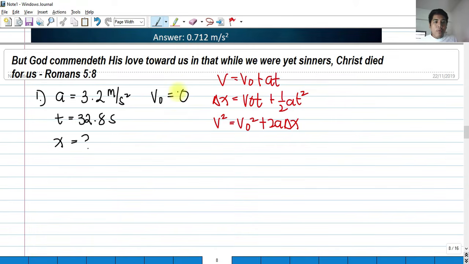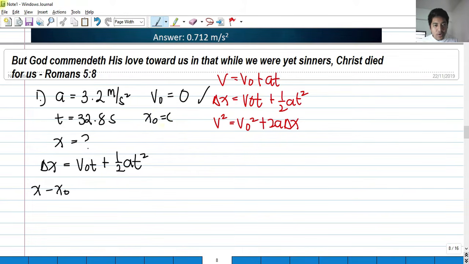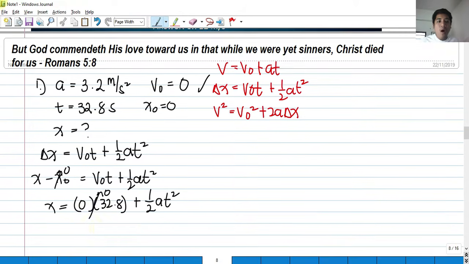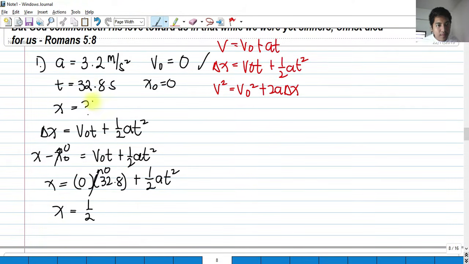We are asked to find x. We have the acceleration available and time is also given, so it's best to use the second equation. Delta x is equal to v naught t plus 1/2 a t squared. Delta x is x minus x naught, and if we take a reference point where the initial position at time 0 is also 0, then x naught is equal to 0. So we are left with x equals v naught t plus 1/2 a t squared. Now we can solve the value of x, the distance traveled. The v naught is 0 times 32.8, which is also 0, plus 1/2 a t squared. So our equation reduces to x equals 1/2 a t squared. What is the a?